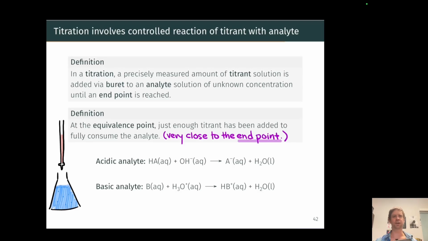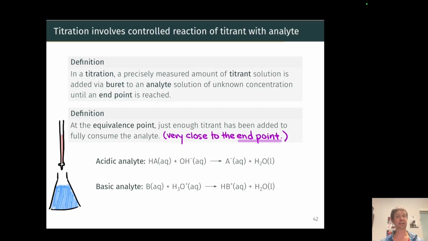They react very quickly and in ways that allow us to easily detect when the reaction is over using pH indicators that change color as soon as an acid or base is completely used up. So for example, if our analyte is an acid, that's sort of what I'm going for here with the blue solution, if the analyte is an acid, HA, our titrant is a strong base, OH-. OH- reacts with HA to produce A- and H2O.